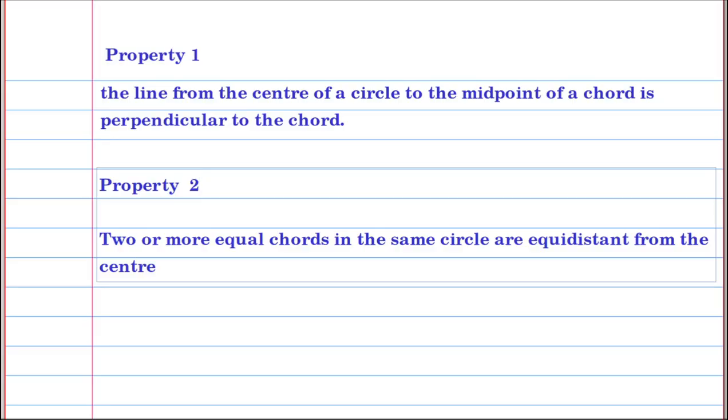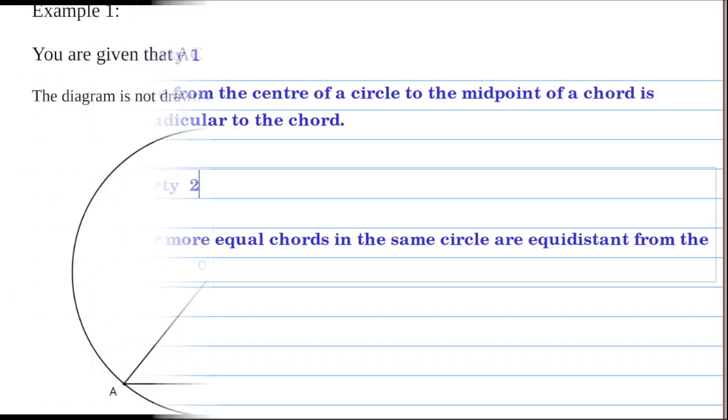A line drawn perpendicular to a chord from the center bisects the chord. And from that theorem, we have also established that two or more equal chords in the same circle are equidistant from the center. Now let's check examples on this.